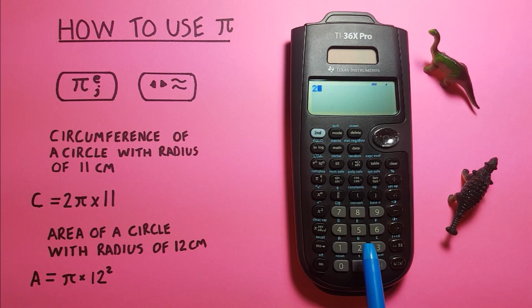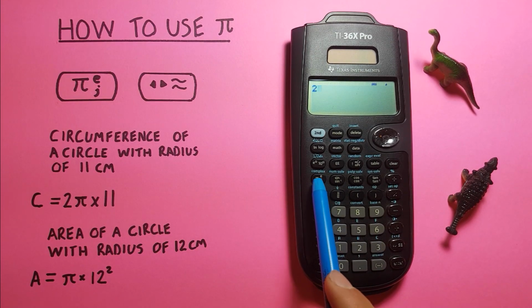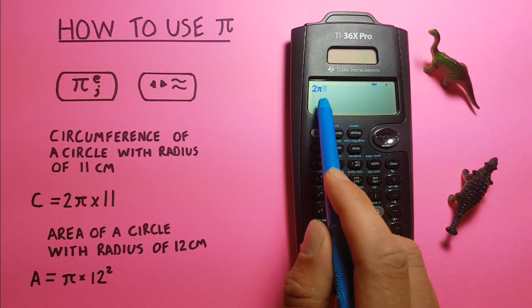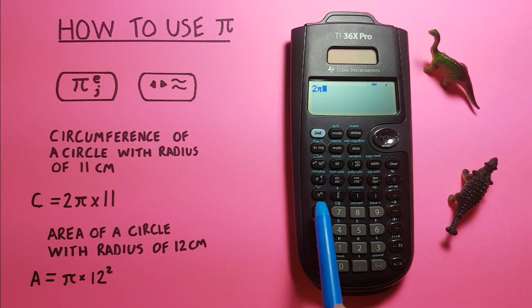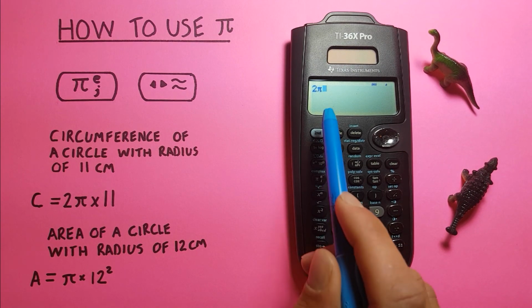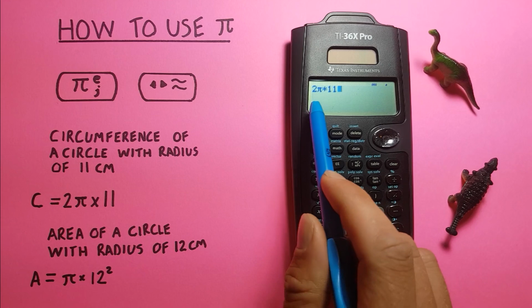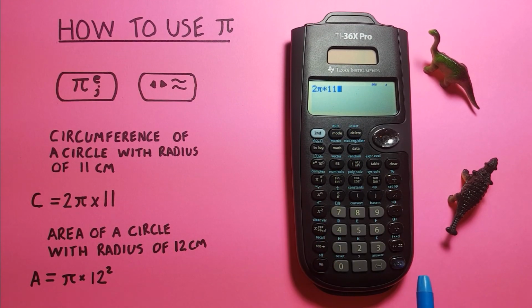So we go 2, now we have pi, and we hit our pi key here once, and you can see we get a pi symbol there. If we keep hitting it, that symbol will change to an E or an I, but if we keep hitting it again, it'll go back to our pi. So we can leave it there, and then times our radius, which was 11. There we go, 2 pi r, and equals to solve it.